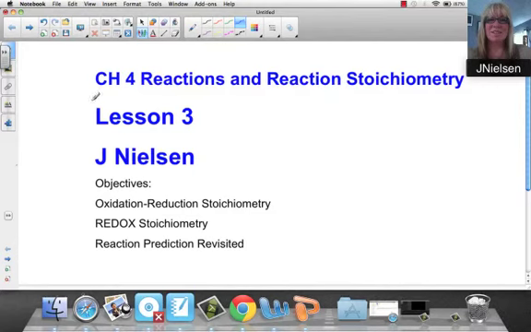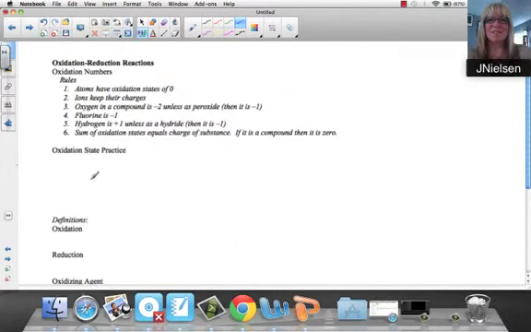Okay, this is the last lesson in Chapter 4. This is Lesson 3, and we're going to finish up with oxidation reduction stoichiometry, redox stoichiometry, and we're going to revisit reaction prediction, which we did some in the last lesson. Some of what we're going to do today is going to be a review of Regents Chem, and then some of it will be new. The first part should be a review.